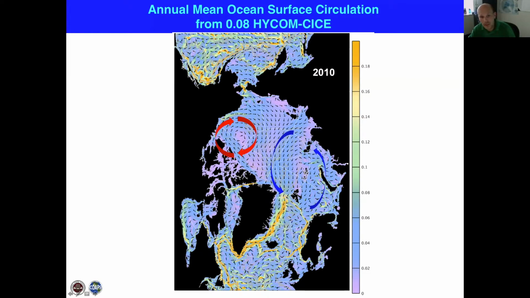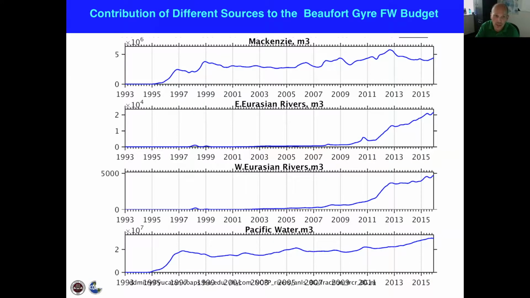In the Canada Basin, we have anticyclonic circulation, whereas in the Eurasian Basin, it is more like cyclonic circulation. Between these two cells, we have the accelerated transpolar drift, which very effectively transfers water from the Eurasian shelf to the North Atlantic. This time series shows the evolution of the freshwater from different sources in the Beaufort Gyre.